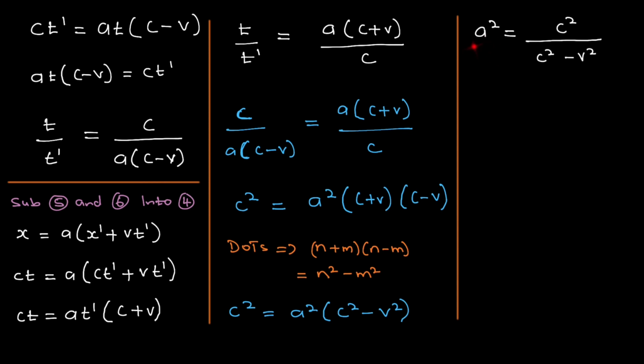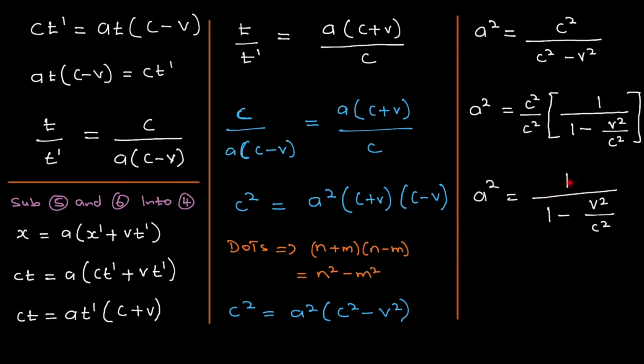And therefore we're making a squared the subject, which means dividing both sides by c squared minus v squared. And we need to take c squared out as a common factor. This is what we get, because if I divide that by c squared, I get 1. If I divide that by c squared, I get 1. If I divide that by c squared, I get v squared over c squared. So basically, I'm dividing both sides here, the denominator by c squared. And that's why I get this 1 minus v squared over c squared. C squared cancels out, so we get a squared equals 1 over 1 minus v squared over c squared. And we find a to be 1 over root 1 minus v squared over c squared.